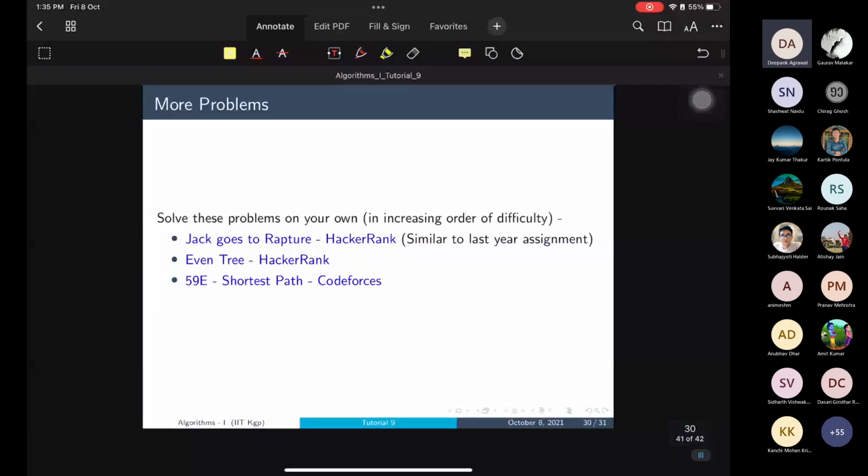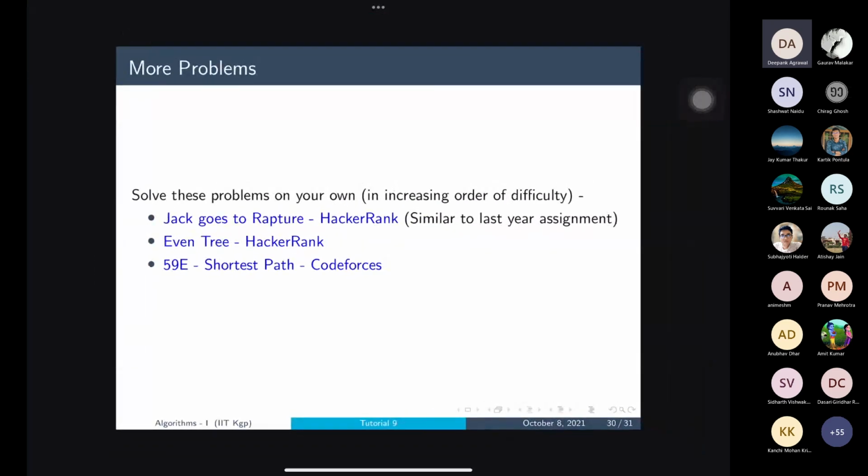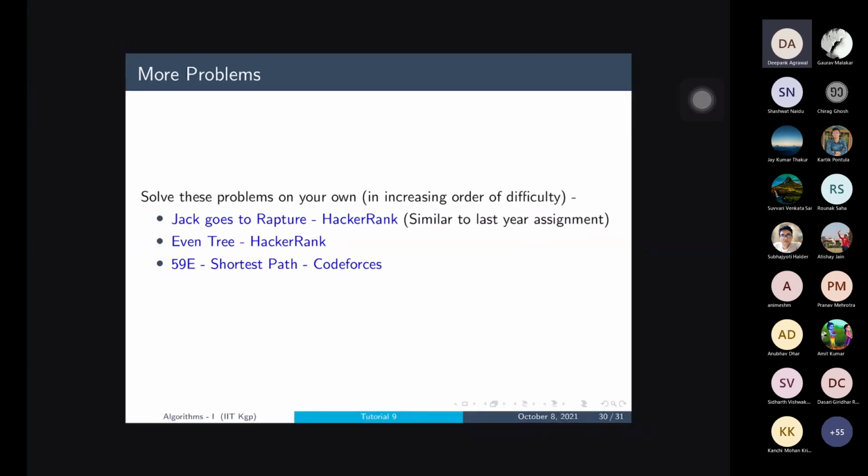This particular question, Jack goes to Rapture, is similar to the last year assignment that we just discussed. So if someone wants to implement and submit, they can head over to this question and solve it. There are a few difficult questions here, like the shortest path Codeforces problem. For this I suggest that you first get an understanding of Dijkstra, the proof and the arguments. Then I think you will be able to solve this. It is not too hard.